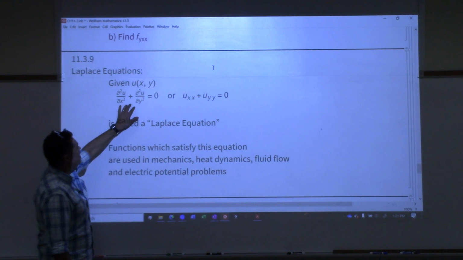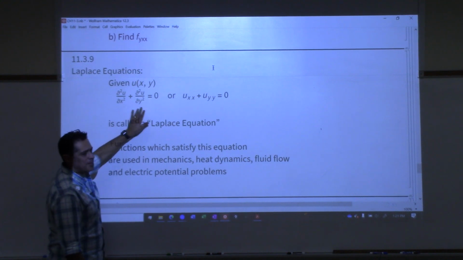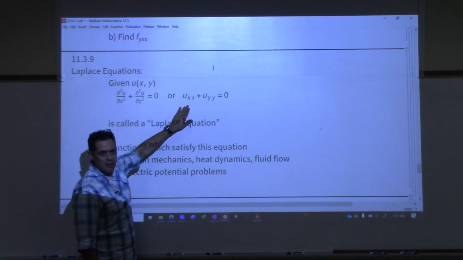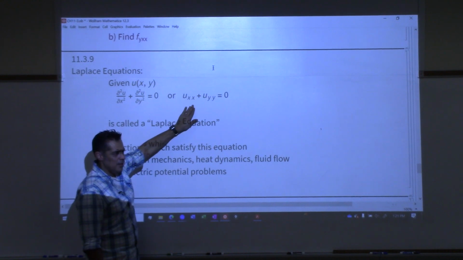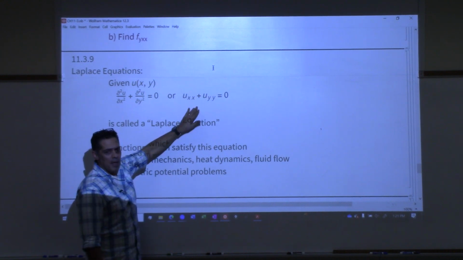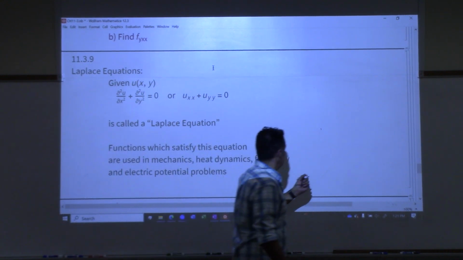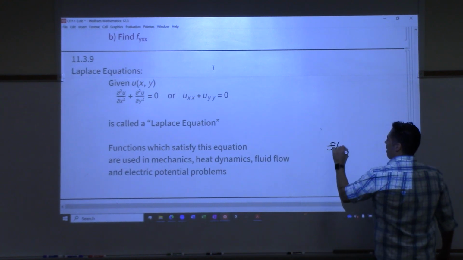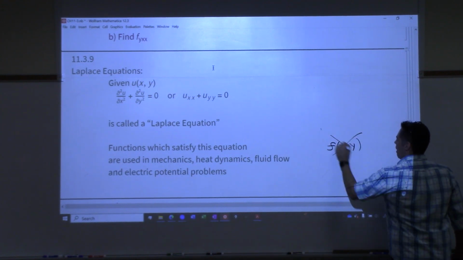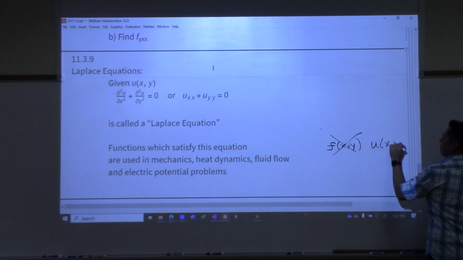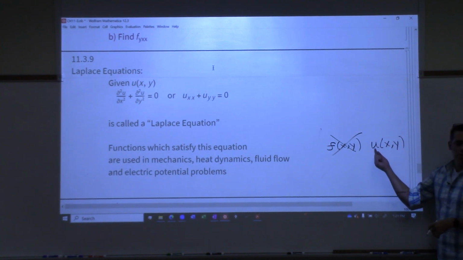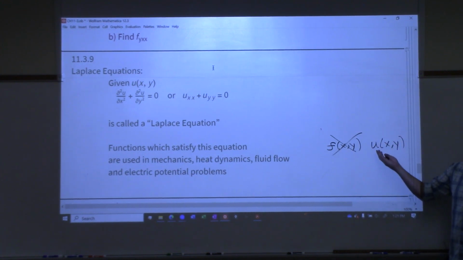This notation is used mostly in physics, but this is notation I was just using right now. I like this notation. What this says is, if you ever have some function, instead of f of xy, I'm going to say u of xy. So you can say the name of this function is u instead of f. So I've got this function u. It's a function of two variables, x and y.